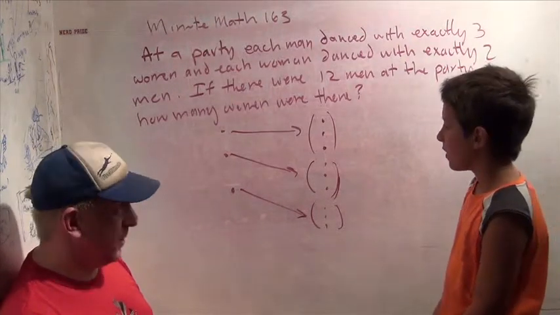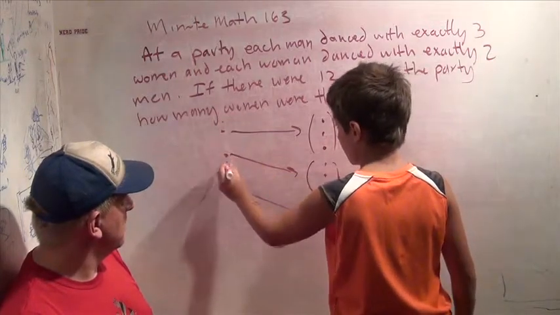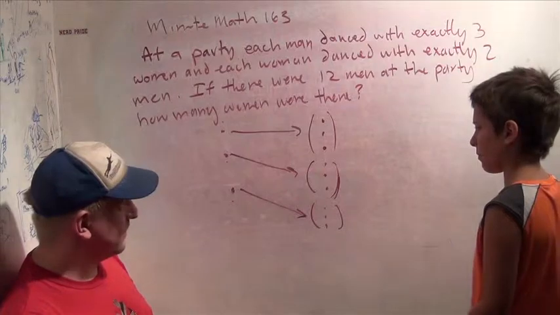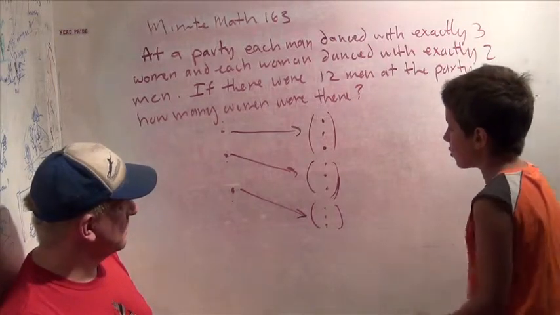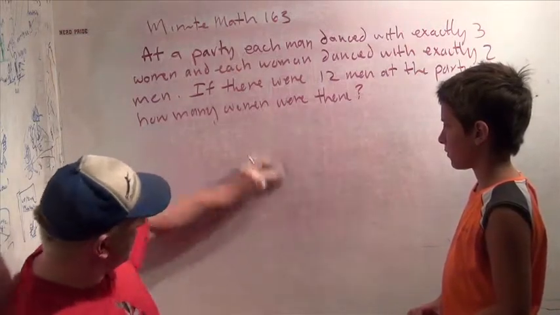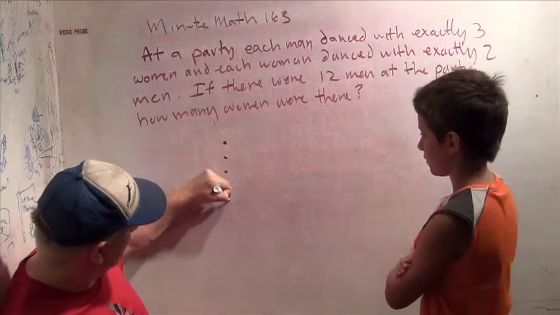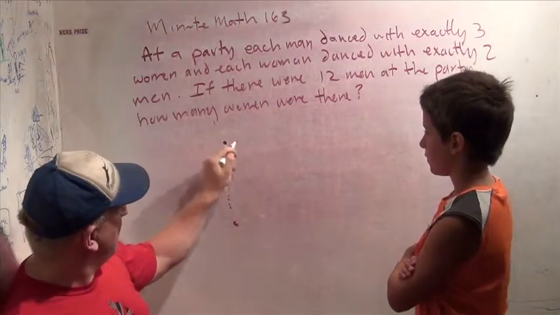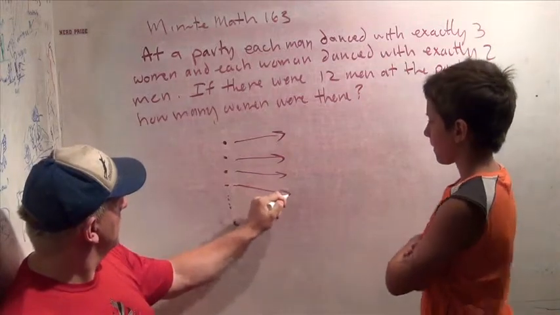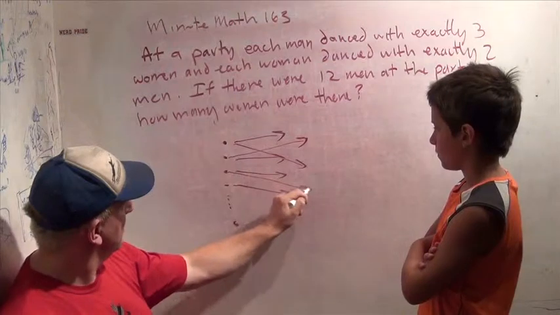No. But if we paired the men up in groups of 2, and with the groups of 3, that would work. It would be 2 men for 3 women. Okay, so let's think about it this way. We have 12 men here, 2, 3, 4, I'm not going to draw all 12. But we have a bunch of arrows going over to the women, and each man has 3 arrows leaving.